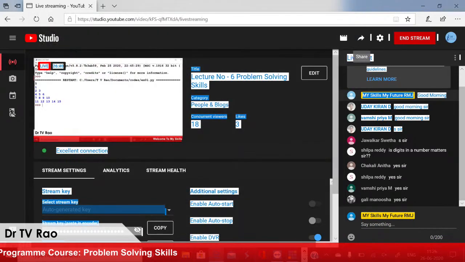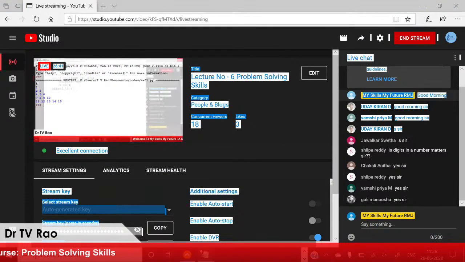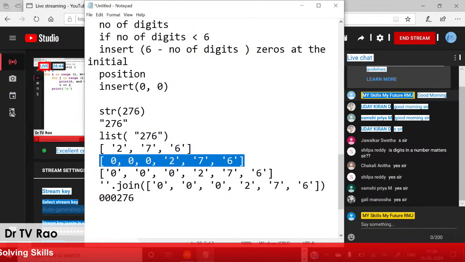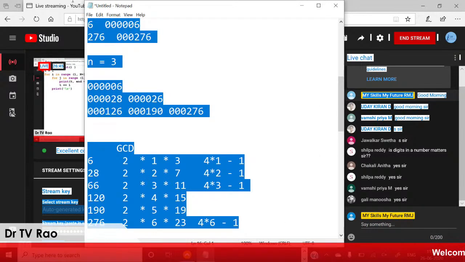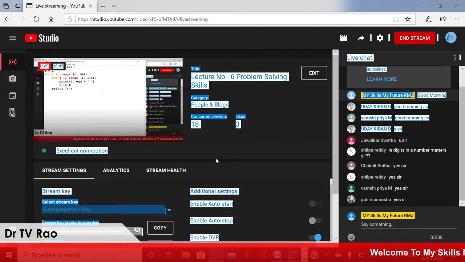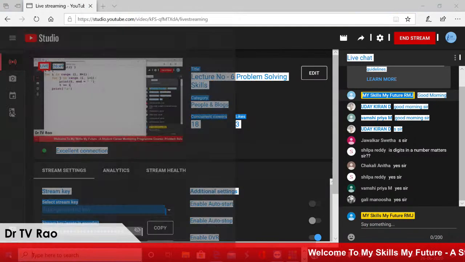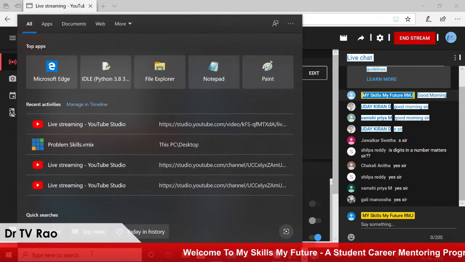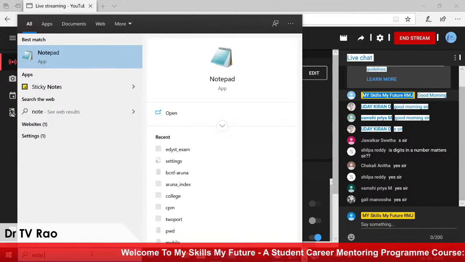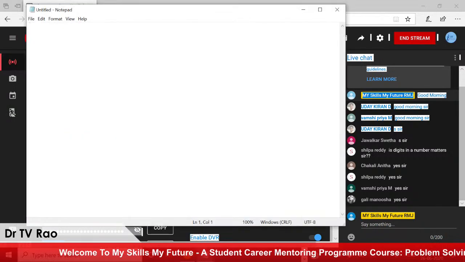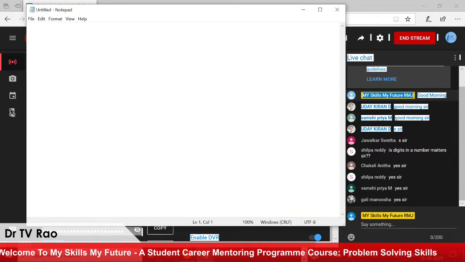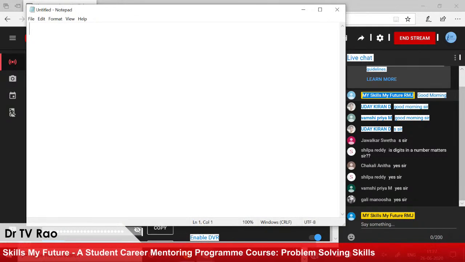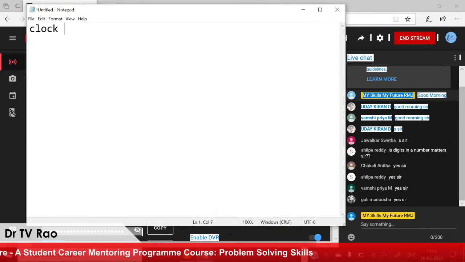Let us go to problem number 2. Today we will be discussing 3 problems. The first 2 are relatively simple. The third one is a little bit difficult. Hope you will complete all the 3. Next, clock problem.